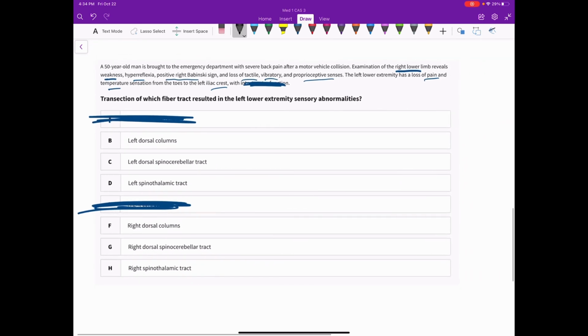Okay, so now, there is so much here. What does the question even ask? Transection of which fiber tract resulted in the left lower extremity sensory abnormalities? They gave us an explanation of the right lower limb and the left lower limb. So what did the right lower limb reveal? Weakness, hyperreflexia, positive Babinski sign, tactile, vibratory, proprioceptive. We saw proprioceptive and we were probably like, that's going to be the ventral.